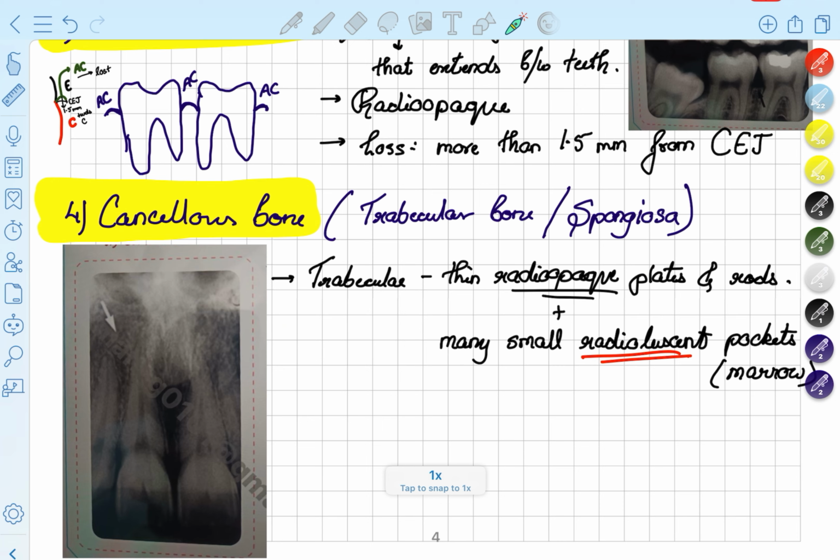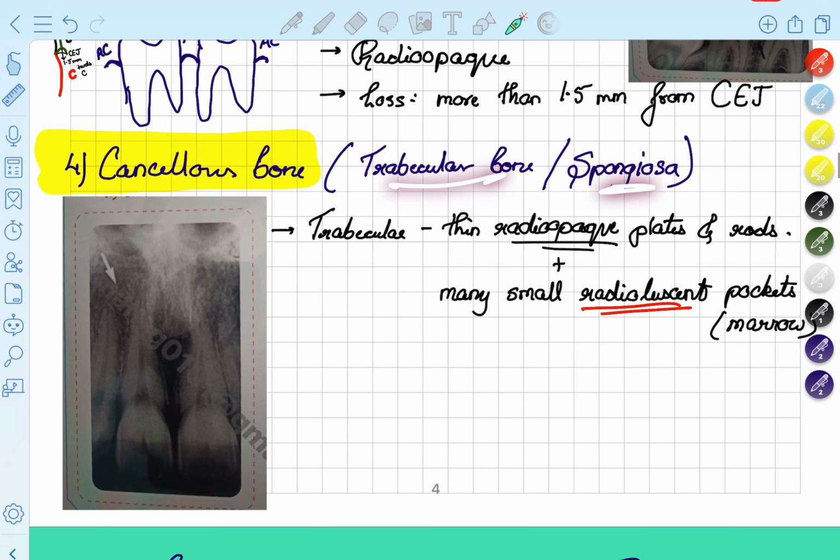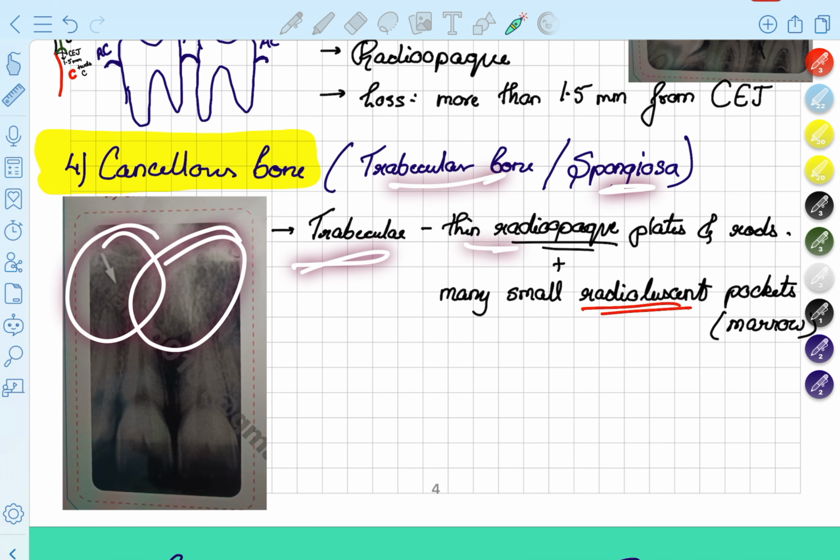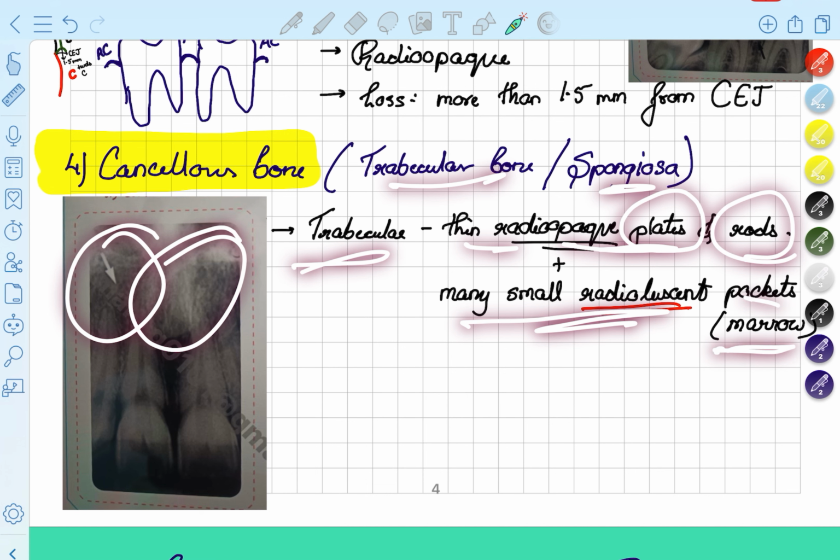The cancellous bone or trabecular bone, as the name suggests, contains trabeculae. As we can see in this structure, thin radiopaque plates and rods are seen, and many small radiolucent pockets or marrow spaces are seen.